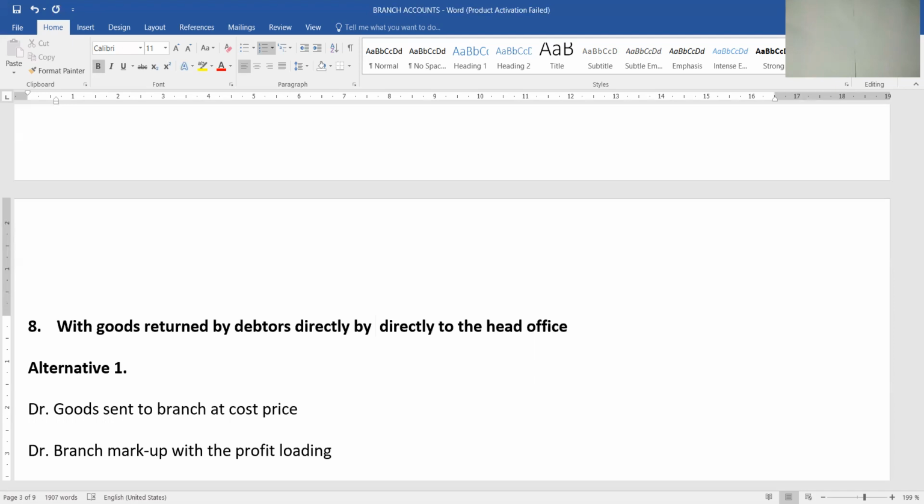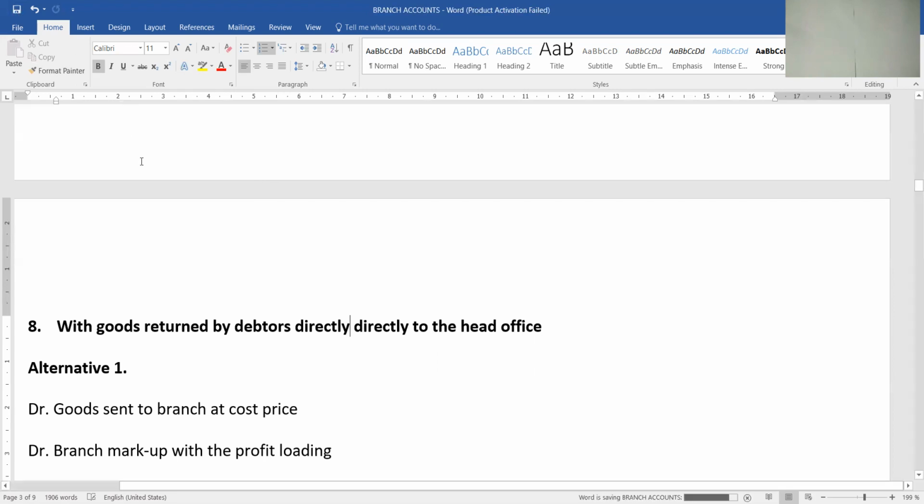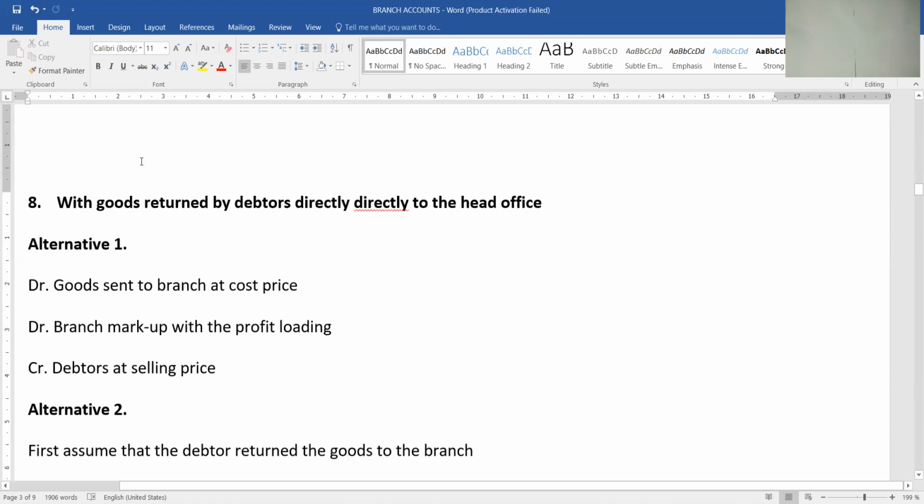So it's supposed to be that way. So with goods returned by debtors directly to the head office, directly to the head office, what are we supposed to do? So what you are supposed to do in this case is all about alternative one. So in this scenario, goods returned by debtors directly to the head office.